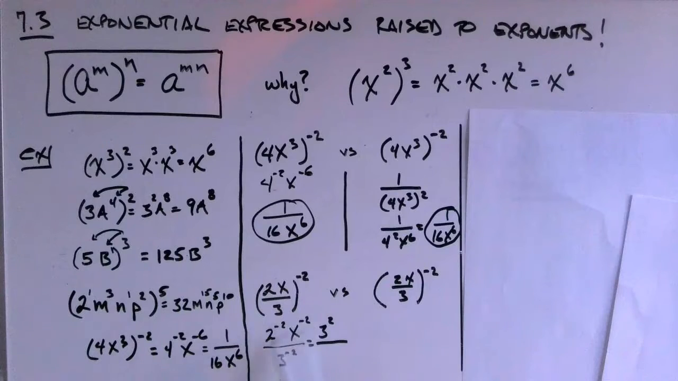And I'm going to move 2 to the negative 2 to the bottom. That's going to be 2 squared. I'm going to move x to the negative 2 to the bottom, and that's going to be x squared. And you would clean those up, and you would say, oh, well, I guess my final answer is going to be 9 over 4x squared. 100% solid way to go.